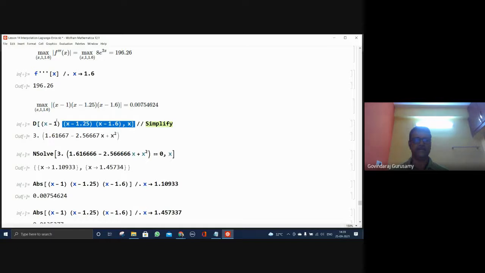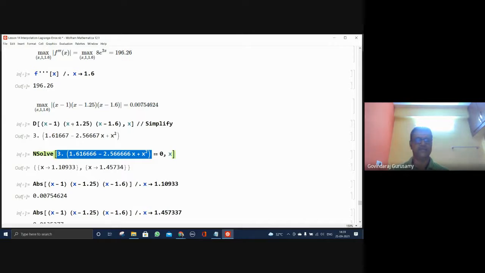Okay, it should be differentiated. Once I differentiate, this is the solution which I have. Now I wanted to find out the maximum of this function, which means at what value of x it has a maximum value. That can be found, and that can be substituted with the absolute value of x minus 1, x minus 1.2, x minus 1.6. This is the value at which that is happening.